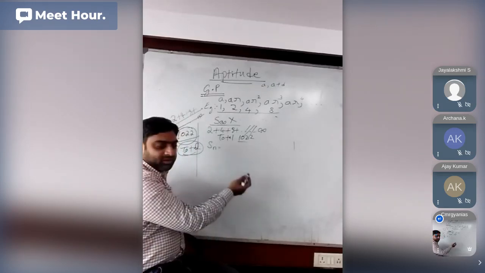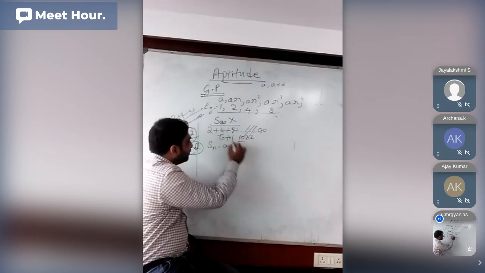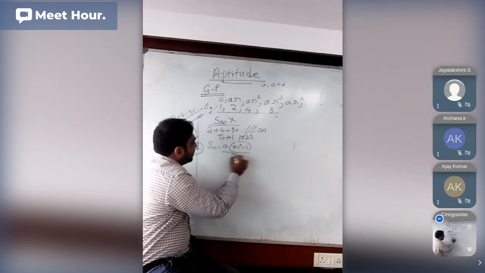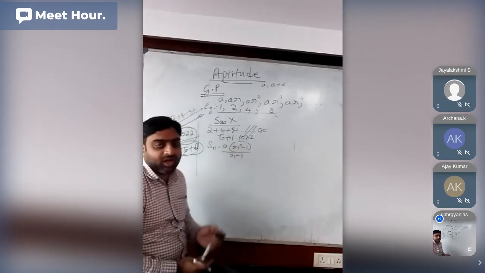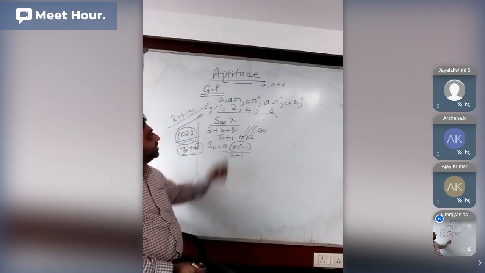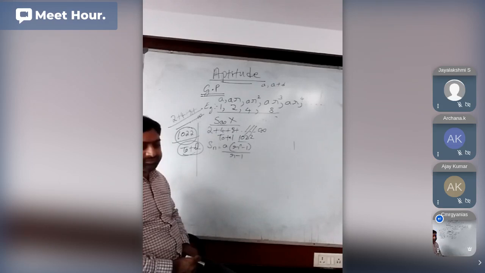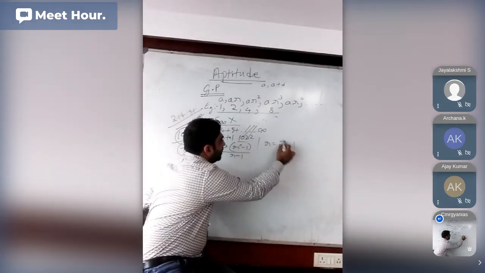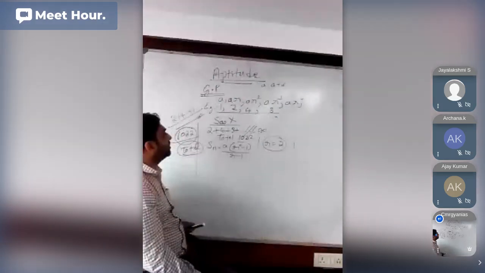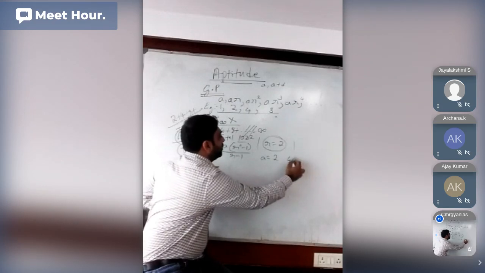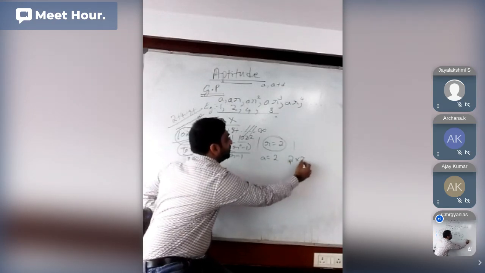Now S of n is equal to a into r to the power n minus 1 divided by r minus 1. This should be the formula. Now in this geometric progression, what is r? r is definitely equal to 2. So first term a is equal to 2. Then second term became 4. That became 2 into r, r is 2.